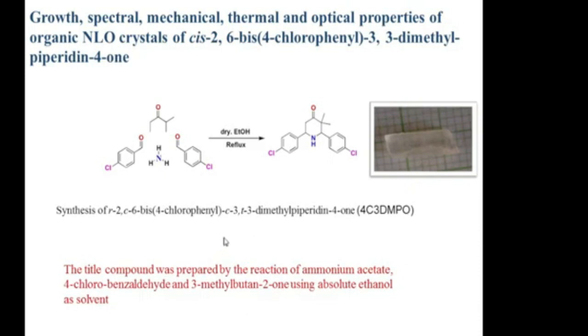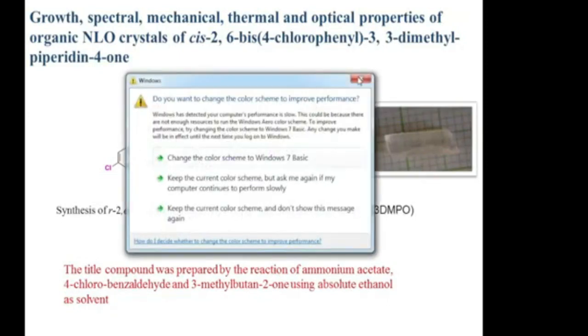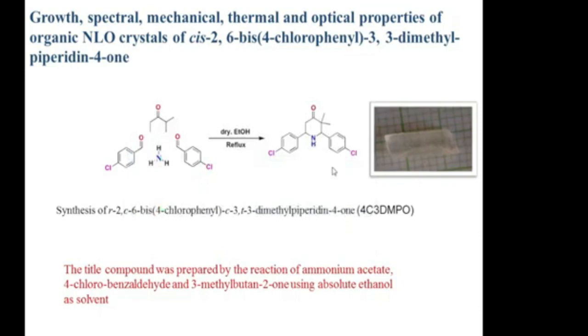Our compound was prepared by the reaction of ammonium acetate, 4-chlorobenzaldehyde, and 3-methylbutan-2-one, using absolute alcohol as a solvent. So this is our compound, cis-2,6-bis(4-chlorophenyl)-3,3-dimethylpiperidin-4-one. And this is the image of our grown crystal.